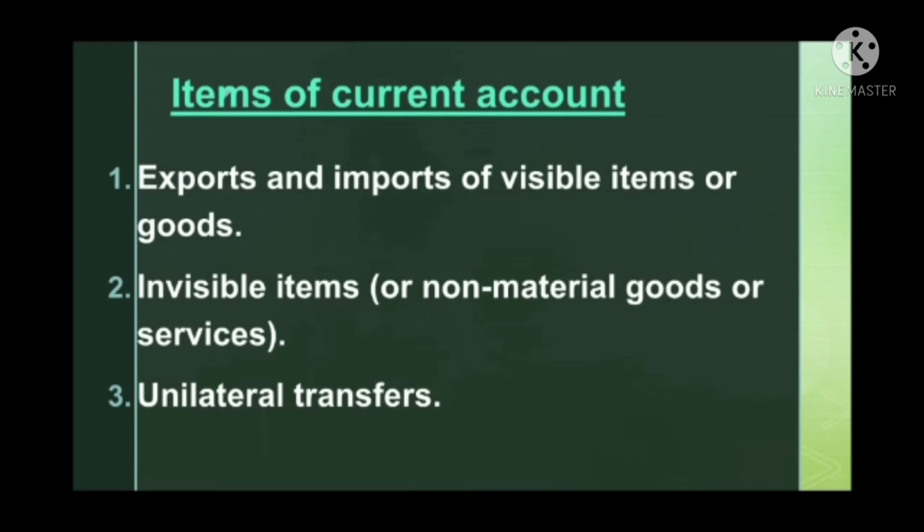Point number 3, unilateral transfers. Unilateral transfers include gifts, donations, personal remittances, and other one-way transactions. This refers to those receipts and payments which take place without any receipt or service in return. Receipts of unilateral transfers from the rest of the world are shown on the credit side and unilateral transfers to the rest of the world on the debit side.